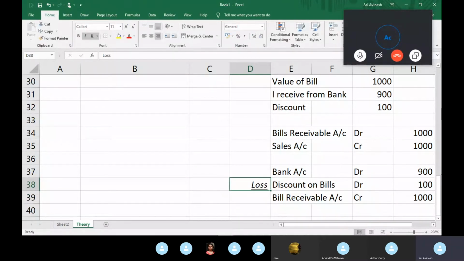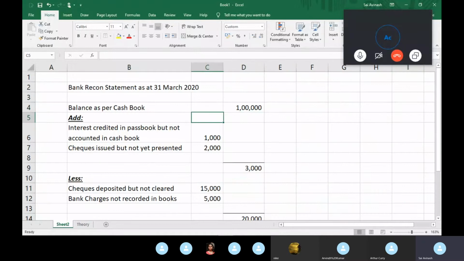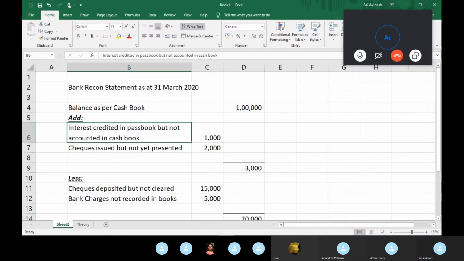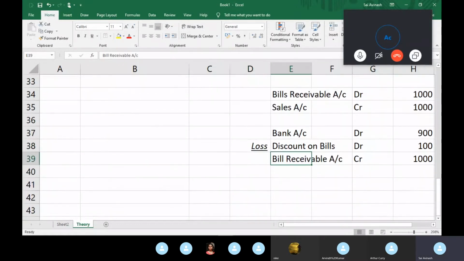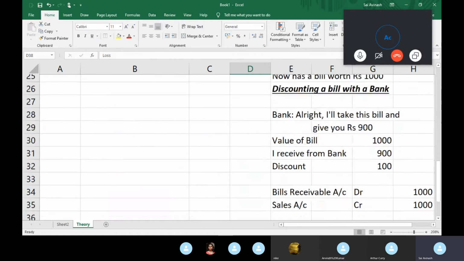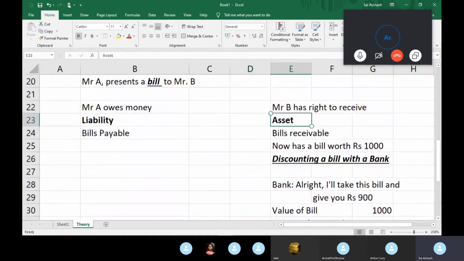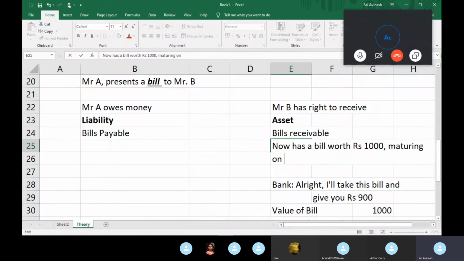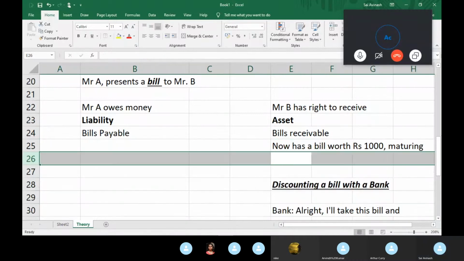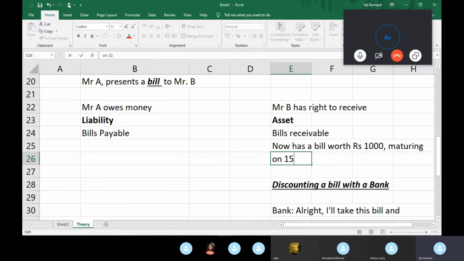Okay? So, let's say that on 15th May, Mr. A is not giving the money, right? He's saying no. So what will happen on 15th May? The bank will approach. Let me give you the facts here so you can refer to them later as well. Let's say a receivable maturing on 15th May.